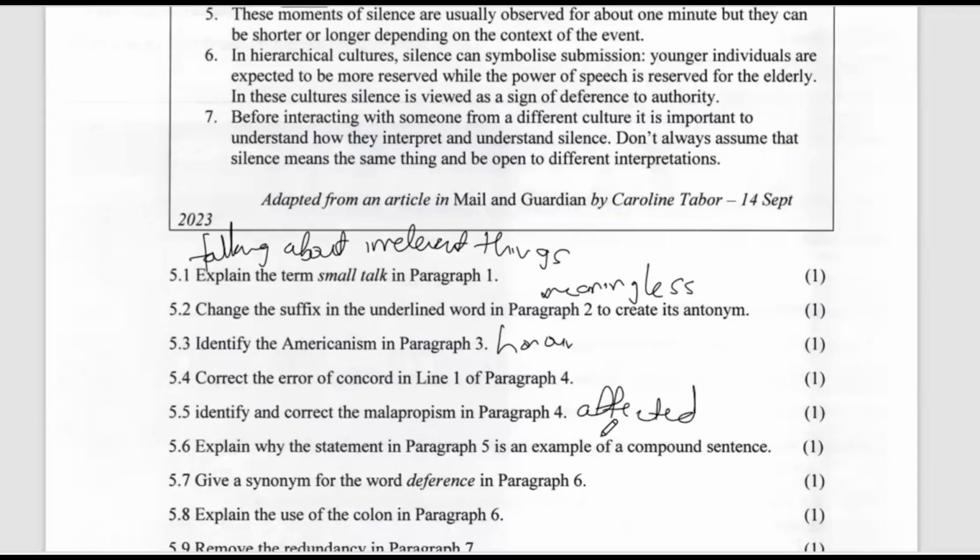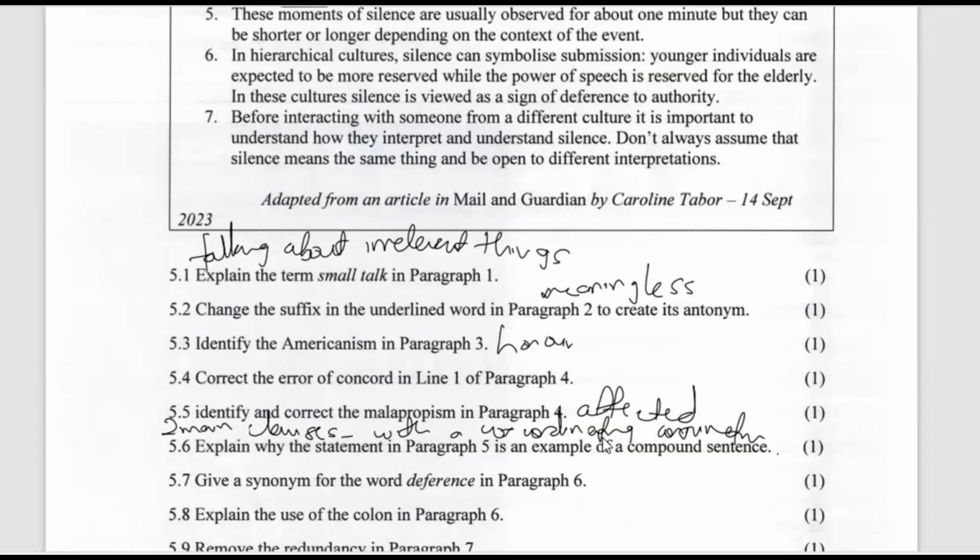Explain why the statement in paragraph 5 is an example of a compound sentence. One of the things that we should always know is, what does it contain? These moments of silence are usually observed for about 1 minute, but they can be shorter or longer. We have a coordinating conjunction, which is but. So it's two main clauses with a coordinating conjunction, but. There we go.